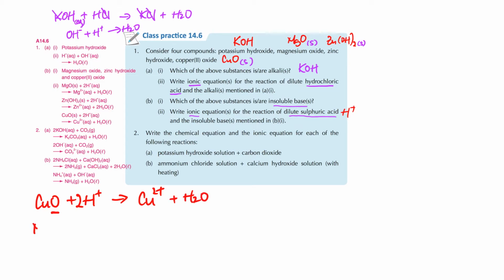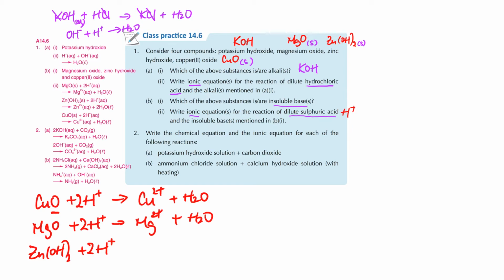Second one will be MgO. So I think this one is more or less the same, you need 2 H plus to form the water right there. And then the last one will be zinc hydroxide and then H plus. As each of the OH minus needs 1 H plus, and you have 2 OH minus here, again you have 2 H plus. So for this one, you should have zinc 2 plus, and also have 2 H2O right there.